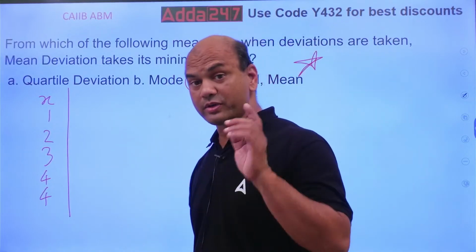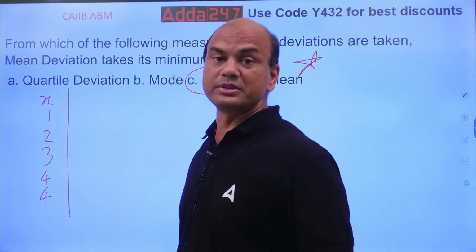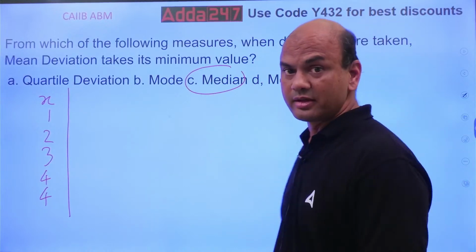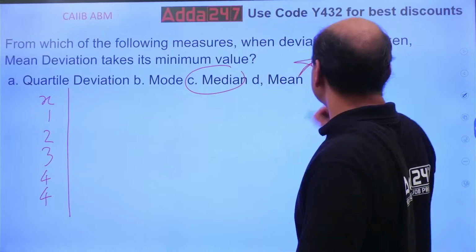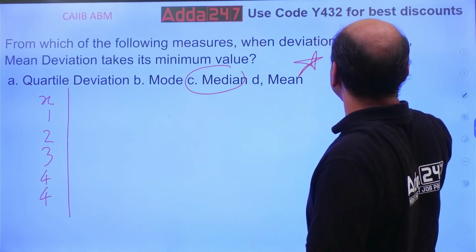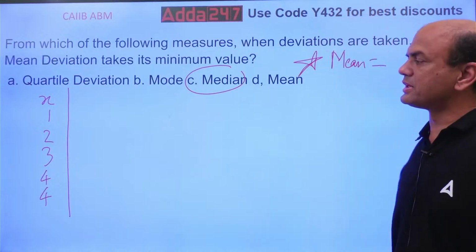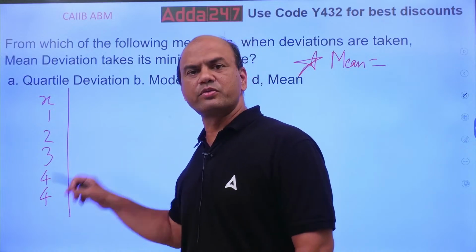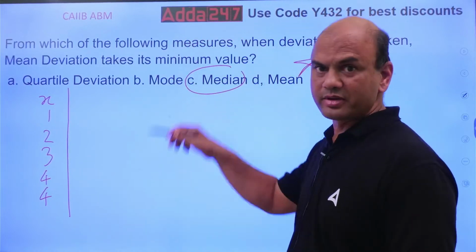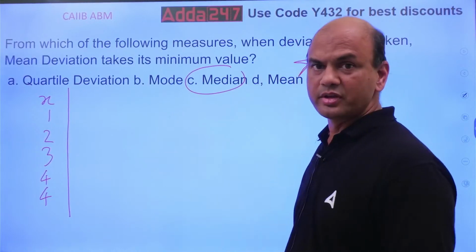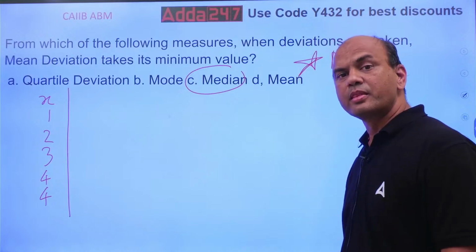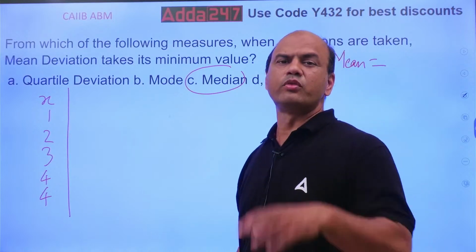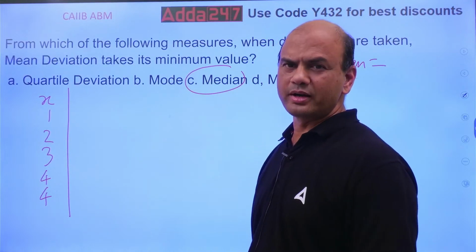Now find out the mean. One thing you should note: whenever you find this deviation, you must always take the absolute value, which means modulus. So first find out the mean. Mean means average. 1 plus 2 is 3, 3 plus 3 is 6, 6 plus 4 is 10, 10 plus 4 is 14. Total elements 5, so 14 upon 5, which is 2.8.